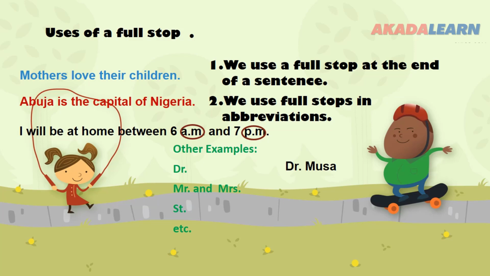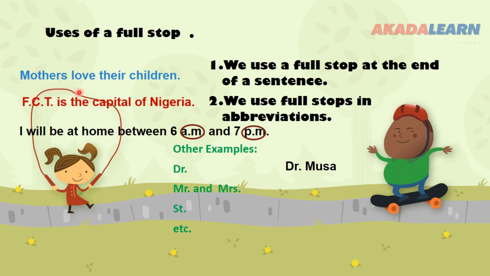Alright, one more example. Instead of saying Abuja is the capital of Nigeria, like we have in this sentence here, we can have an abbreviation. There's an abbreviation for Abuja. Another name for the state of Abuja is the FCT. So you see that's an abbreviation. So instead of saying Abuja, you can just say the FCT.